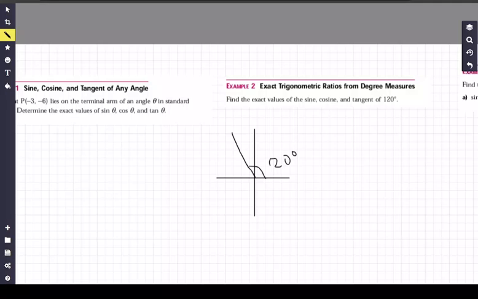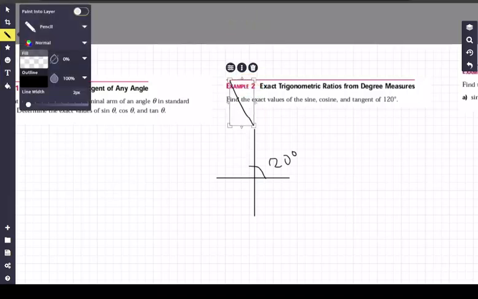Let's do some values. Earlier, whoa, that's not what I meant to do. What? I'm not printing onto the layer.